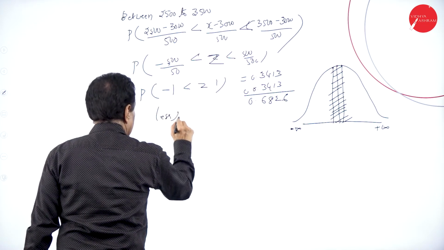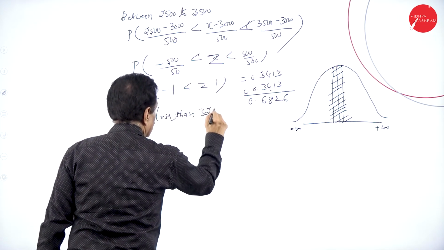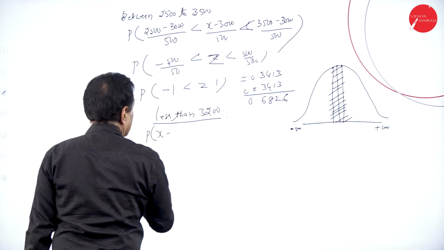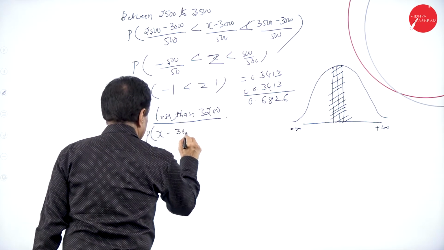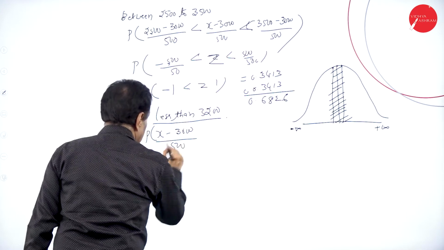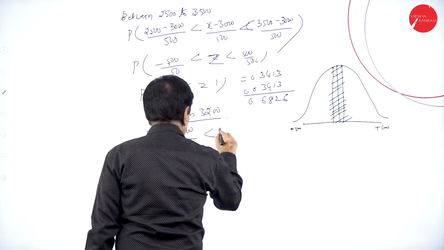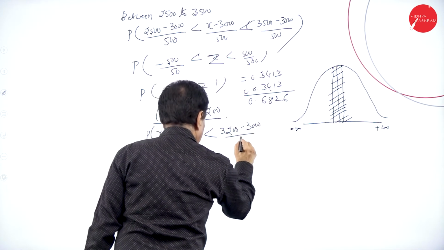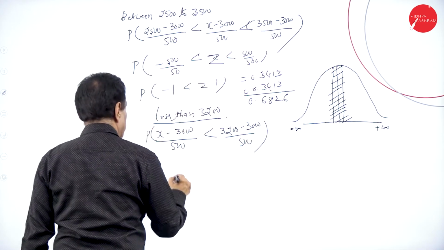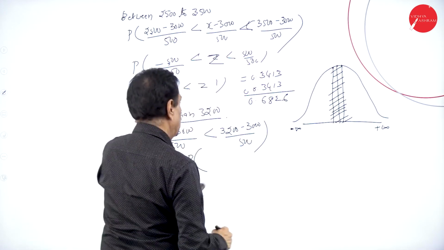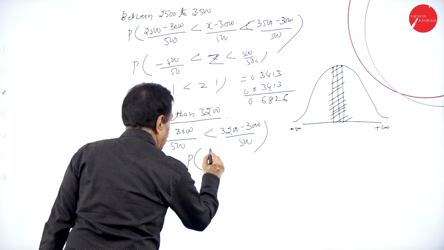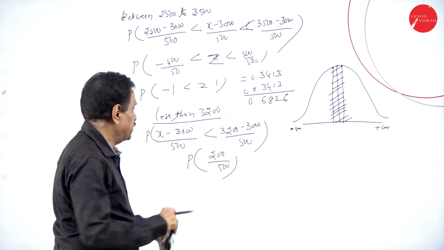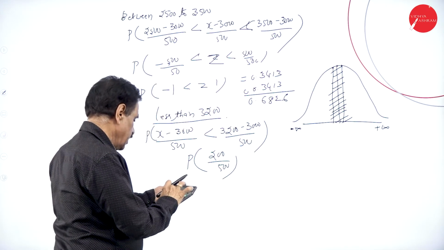Last one: less than 3,200. P of X minus your mean 3,000 divided by 500, less than 3,200 minus 3,000 divided by 500. So that's equal to P of 3,200 minus 3,000, which means 200, divided by 500.